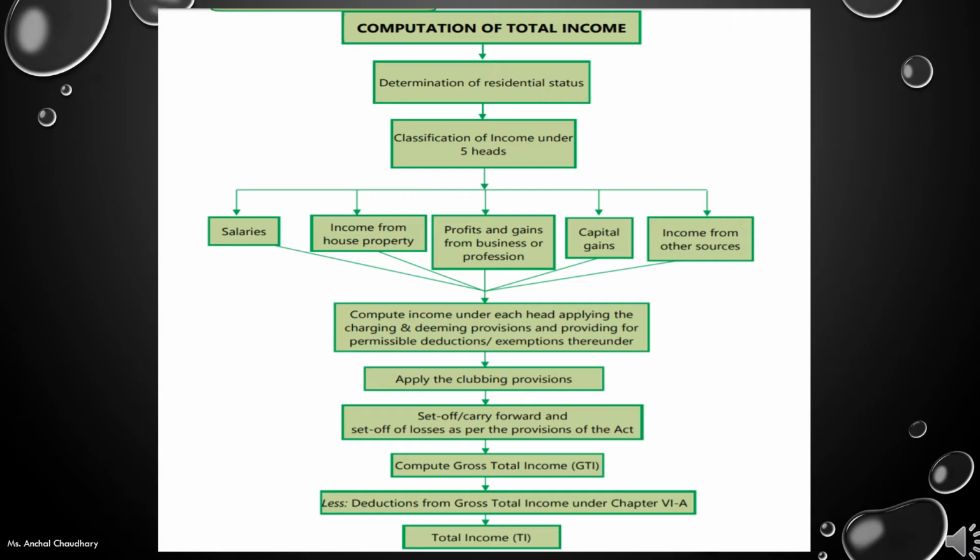Then you have to deduct all the deductions covered under Chapter 6A. Whatever amount you get here will be your total income, or you can say your taxable income.